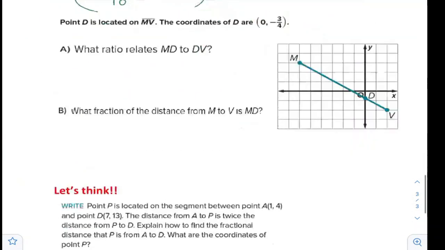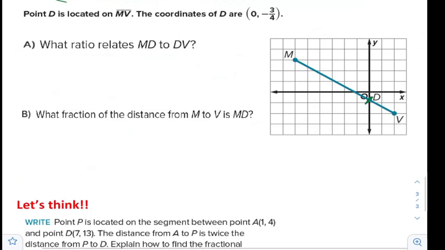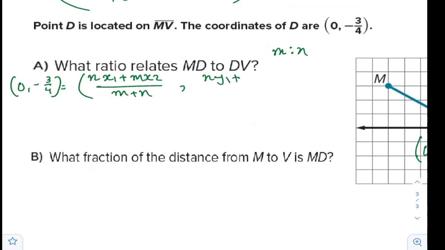Now, this is a high order thinking question. Point D is located on MV, it's somewhere here. What ratio relates MD to DV? So here we have unknown M to N. How can we find it? D is known to be 0 and -3/4. So how can we solve that? Now, the 0 and -3/4 is equal to nx1 plus mx2 over m plus n and ny1 plus my2 over m plus n.